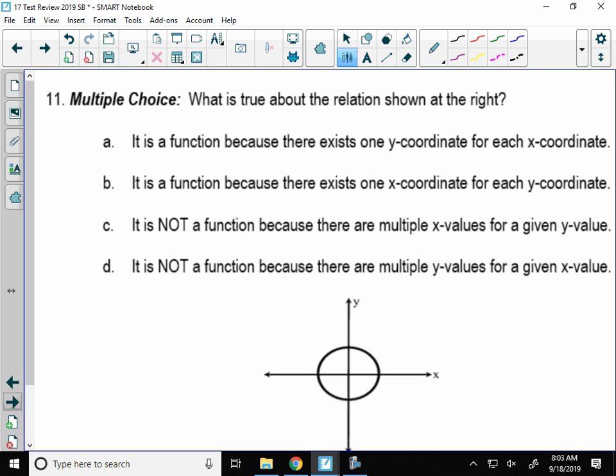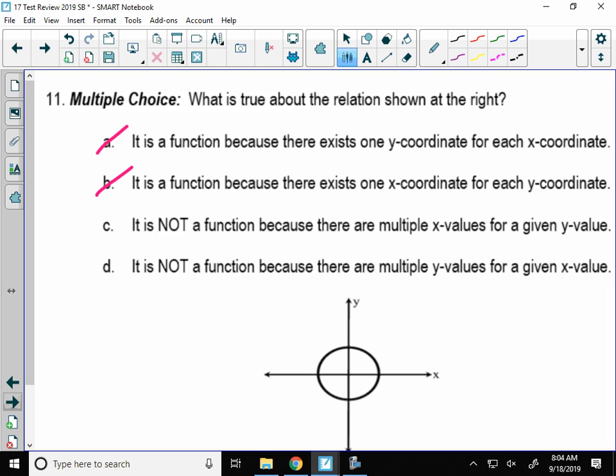All right, two more. Multiple choice. What's true about this graph? So this graph, first of all, when I look at a circle, it's definitely not a function. So I can, before I even read through things, eliminate A and B. C says it's not a function because there are multiple x values for a given y. Okay. And D says it's not a function because there are multiple y values for a given x.